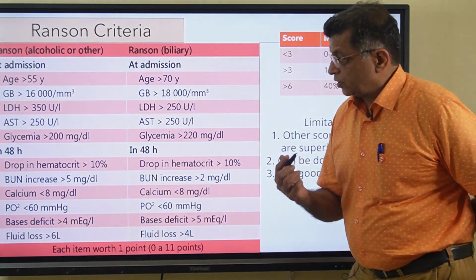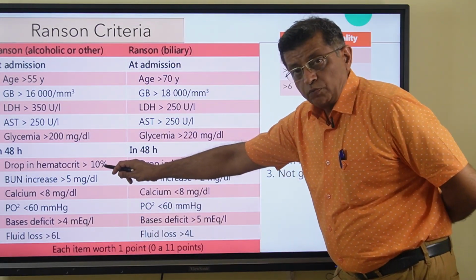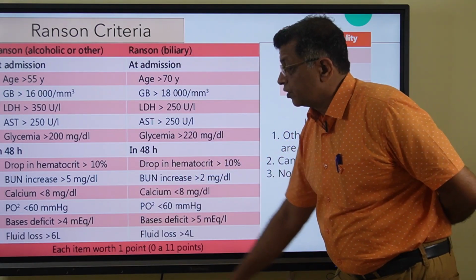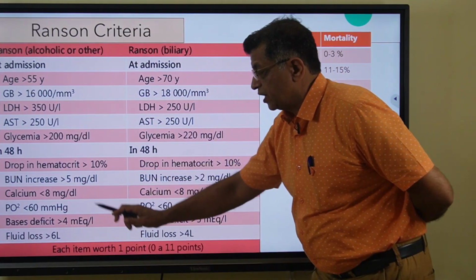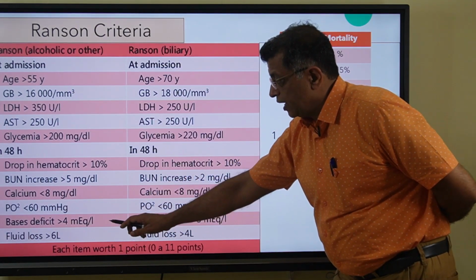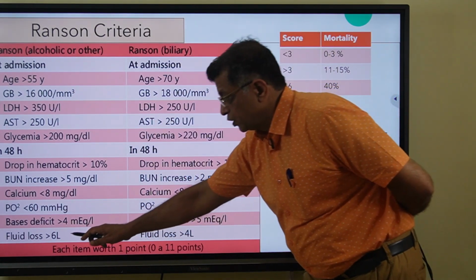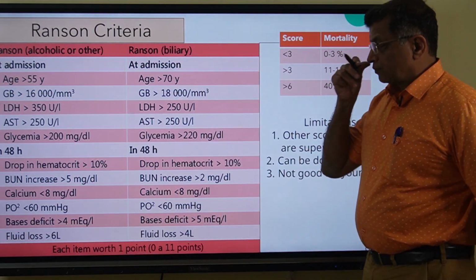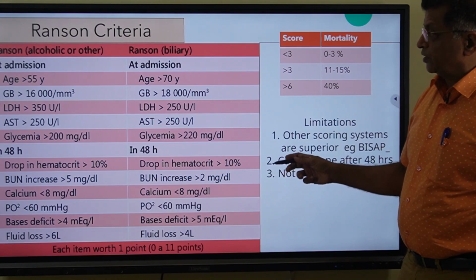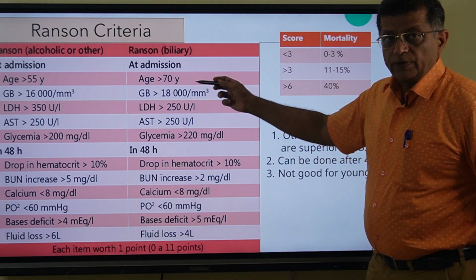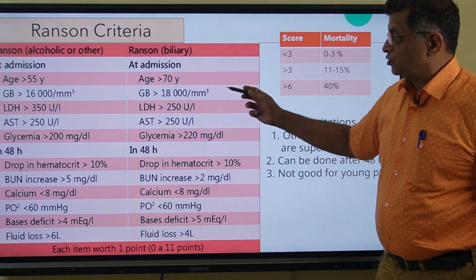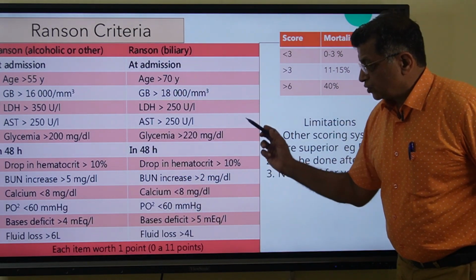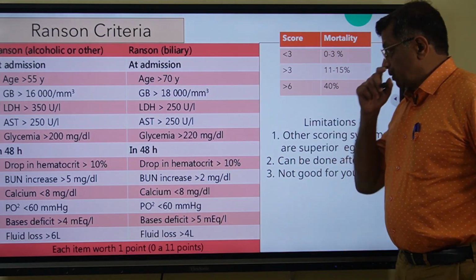And after 48 hours, drop in hematocrit more than 10%, 1 point. BUN increase more than 5 milligram, 1 point. Calcium less than 8, PO2 less than 60, base deficit more than 4, and fluid loss more than 6 liters. Similarly, most of the criteria remain the same in biliary pancreatitis, except that the age now becomes 70, TLC becomes more than 18,000, LDH becomes more than 250. The rest of the criteria almost remain the same.